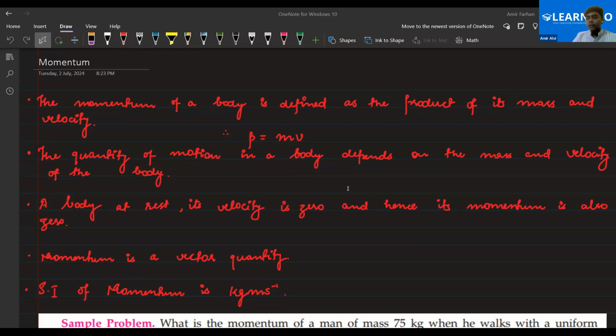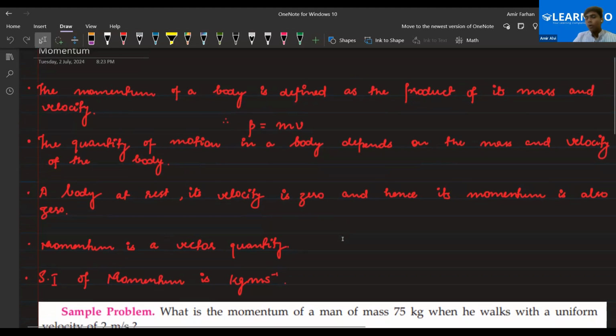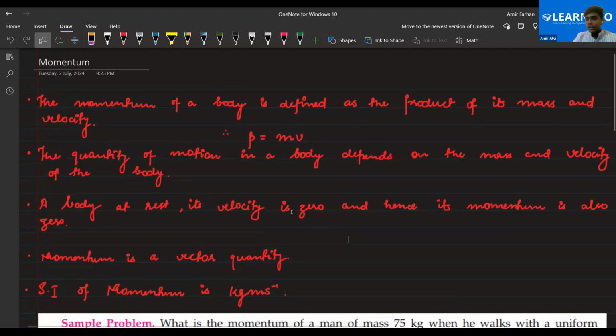So the momentum of that car would be very high due to the high speed. But if a car is moving at a very low speed and an accident happens, the injuries could be minor, but not severe, right, everyone? That's why momentum determines how much impact there will be on the body, how much motion is in the body. A body at rest has zero velocity, hence its momentum will also be zero. Is this clear to all of you?